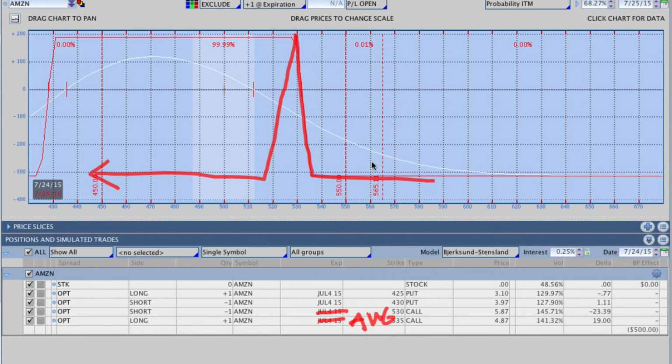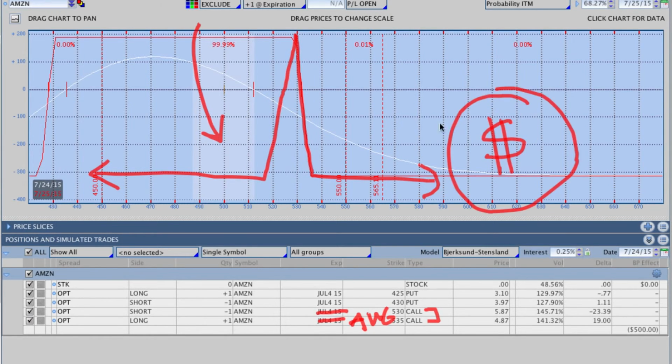Now, the whole goal obviously is to take in a credit overall to do this type of adjustment, and that means that after we roll out the call spread and after we add this additional put spread out in August, we want to take in a credit. If we cannot take in a credit, there's no point in doing it. It's best to take the loss and move on. But if we can take in a credit, then we give ourselves an opportunity for Amazon maybe to come back inside of that range and for us to close it out at a smaller loss or at a profit.